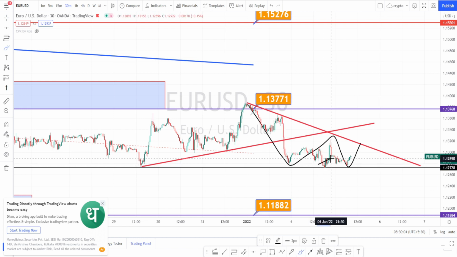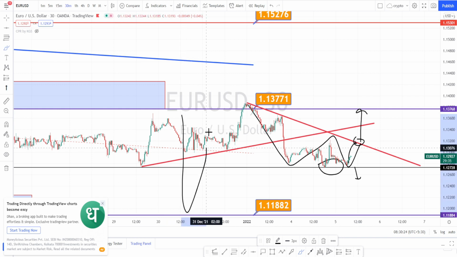So you have to wait for the price action to break this support level of 1.12728 to actually go on a bearish side trade. Otherwise we can expect it to test this level and even to breach this resistance level and start its bullish trend. But still overall the market is in a range bound market.